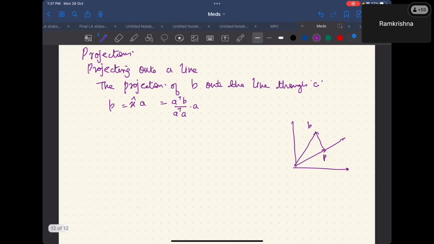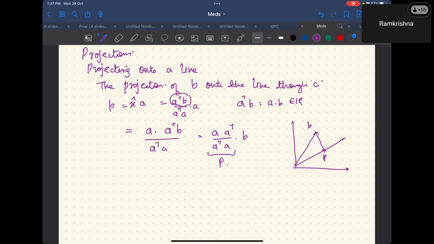And we also wrote this as A transpose B, because whatever is in the numerator is just a number. I'm just having two vectors, a dot product. So A transpose B is A dot B, which is a real number. So I can just rearrange terms to write it like this: A transpose over A transpose A times B. And this is what I call my projection matrix P.